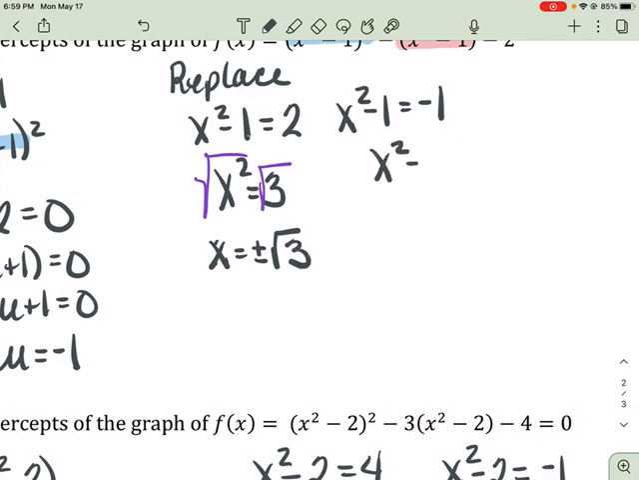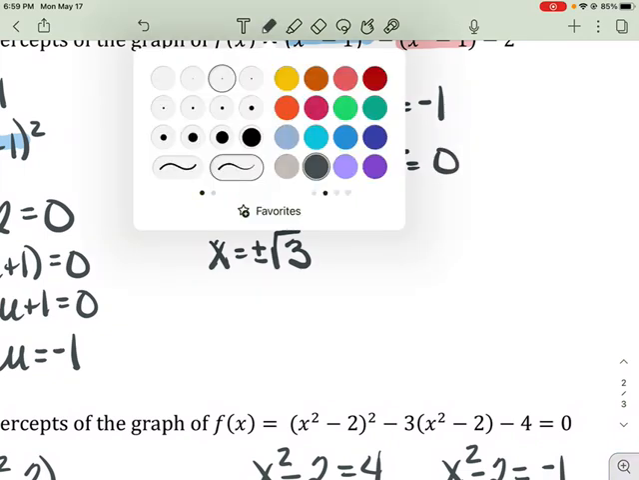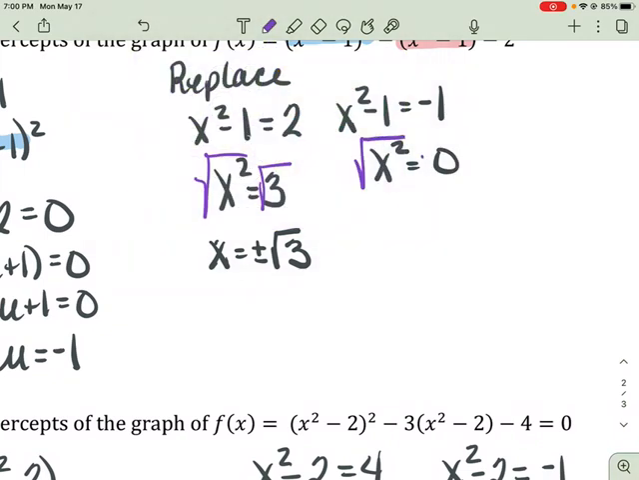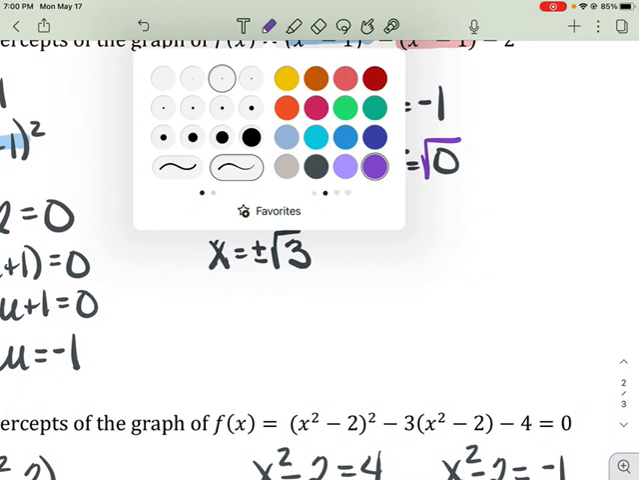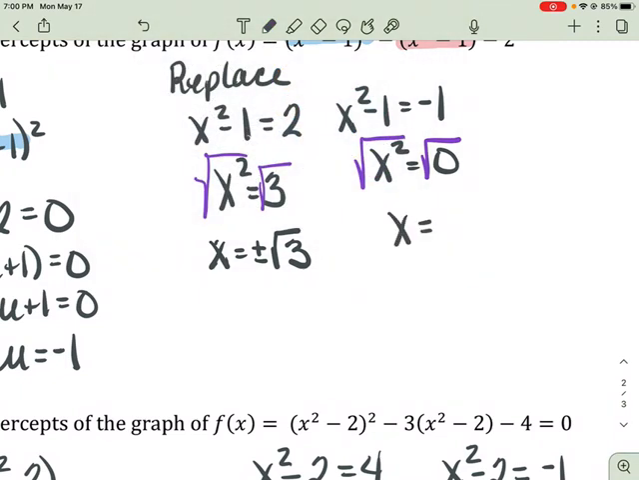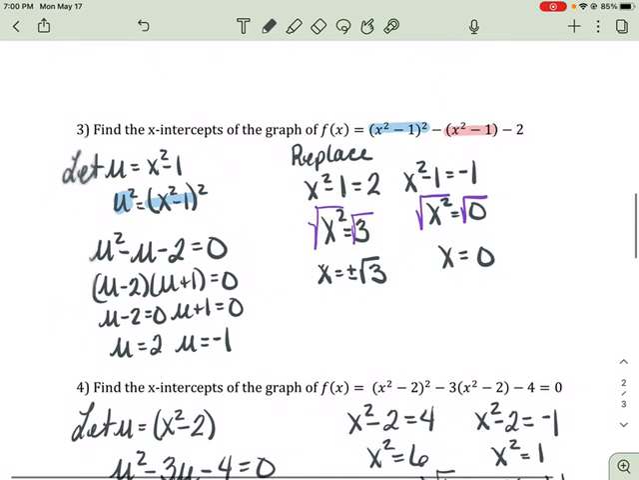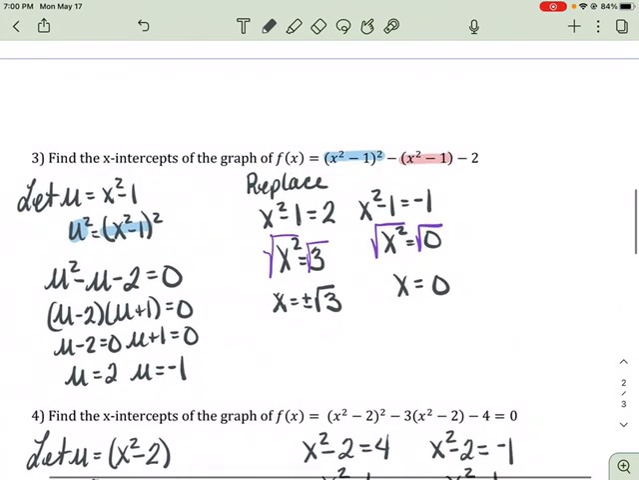Over here we're going to add the 1, so we get x squared is equal to 0. Square root both sides, so x is equal to 0. And there's your solutions. All right, we should check it out. Both work, so we're good to go. Yes, okay, I'm just double checking.